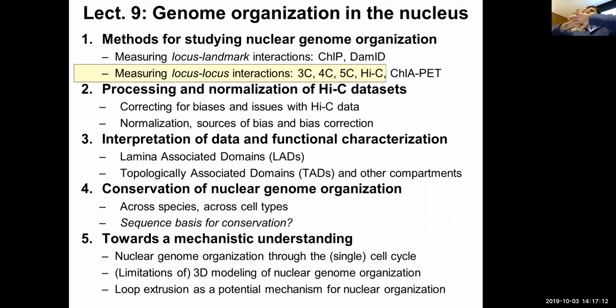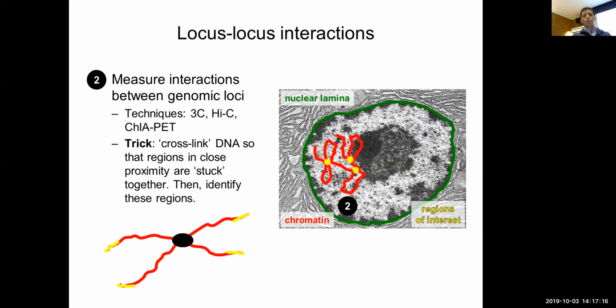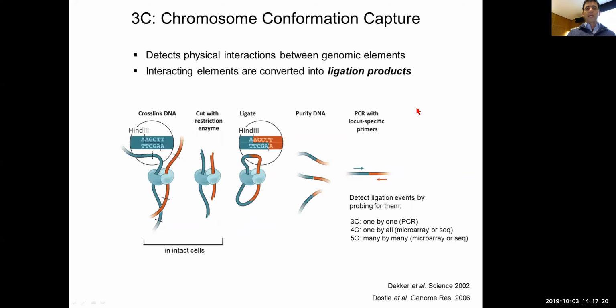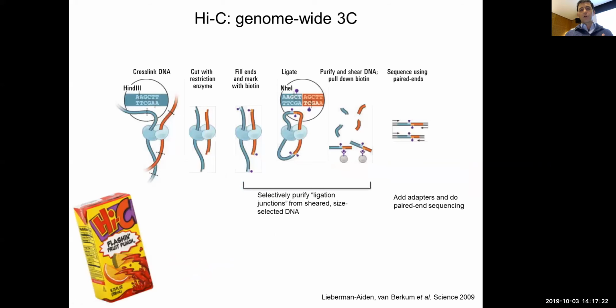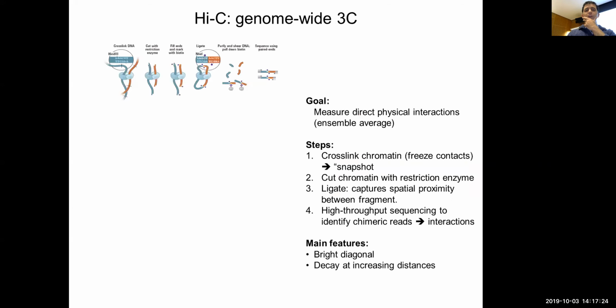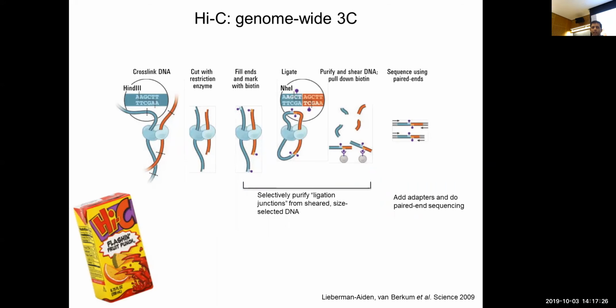All right, so that's at the big scale. What about at the fine scale? What you would like to know is interactions between pairs of loci, not just associated with the lamin, but also every locus in the genome. And there's a very cool technique for doing that, okay? And it's called Hi-C, for chromatin conformation capture on steroids.